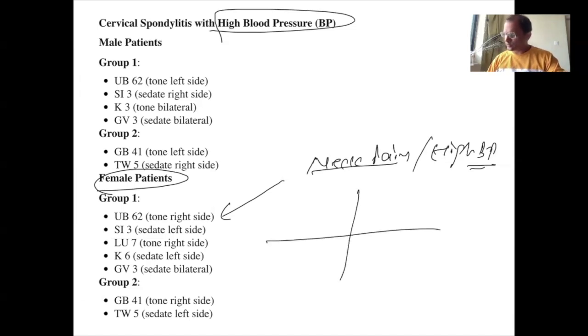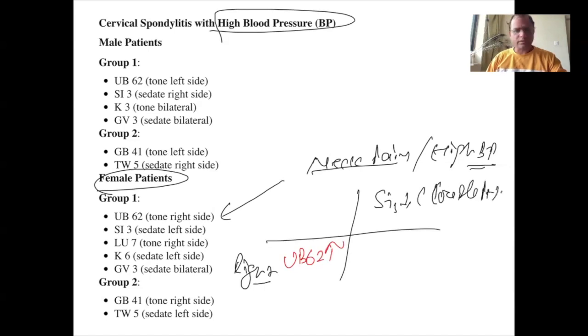So how to apply the formula? For the female, we know the right side is the dominant side. So we'll tonify the master point, that is urinary bladder 62. We'll sedate the couple point, that is SI3. Sedate. This is the couple point. Again, we will be focusing on the uterus in the female. So we will tonify the lung 7 on the right side.